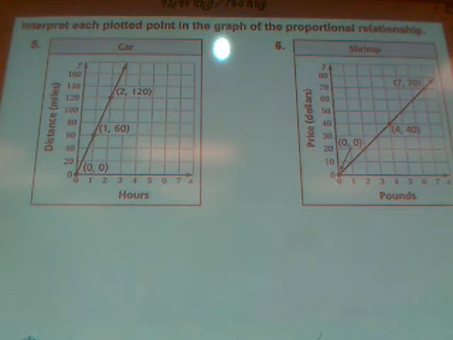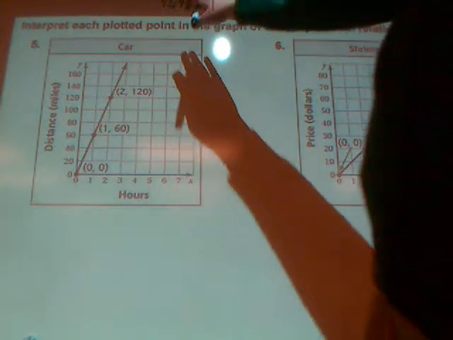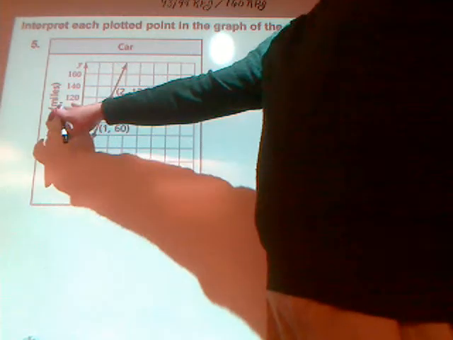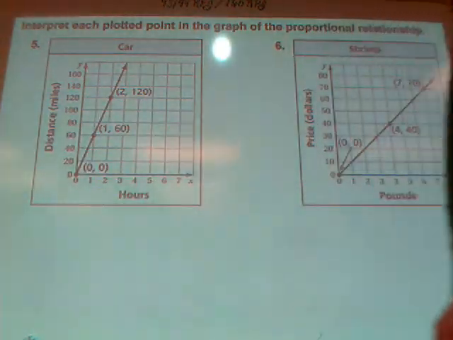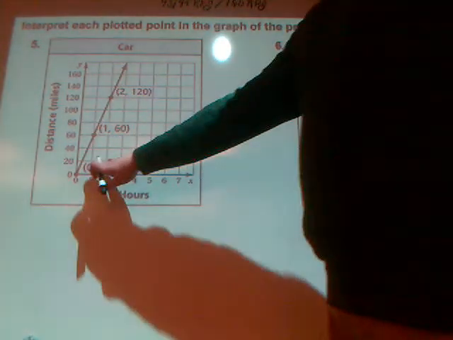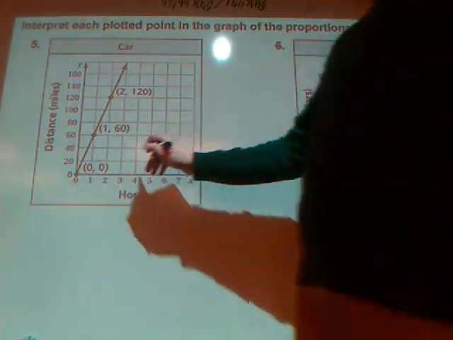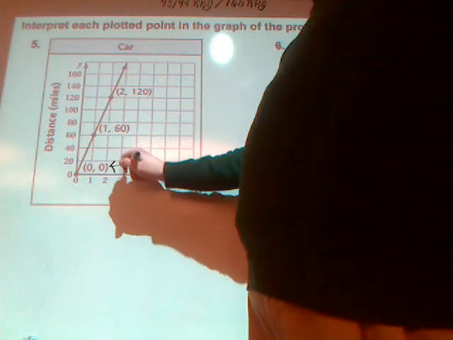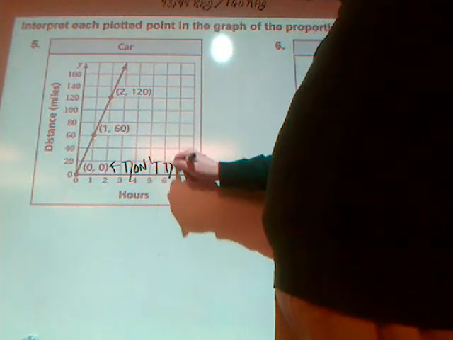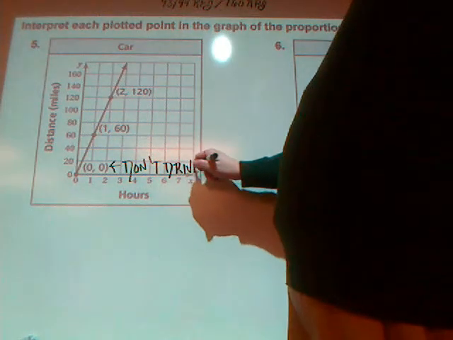So as we look at number 5, the graph is titled car, and we're comparing on the x-axis the number of hours, and on the y-axis the distance, the number of miles. So clearly we're talking about how far a car travels in a given time. So the first point here is 0, 0. That should be easy to interpret. 0, 0 means if I don't drive, I don't get anywhere. Makes sense.